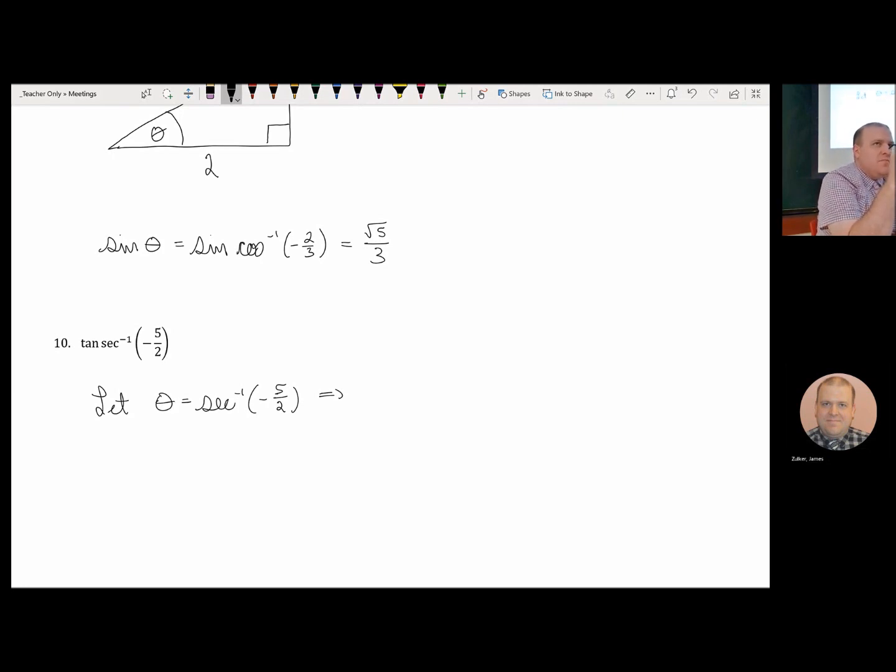Technically, it's not in a quadrant, right? Axes aren't quadrants. Of those two quadrants, where is secant going to be negative? Trick question. Quadrant 2. So what does theta go from? So what are the angles in quadrant 2?